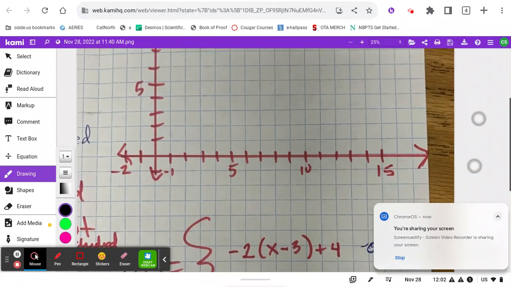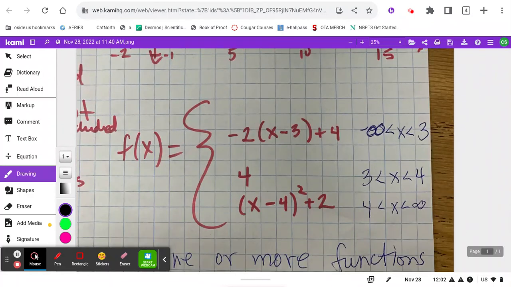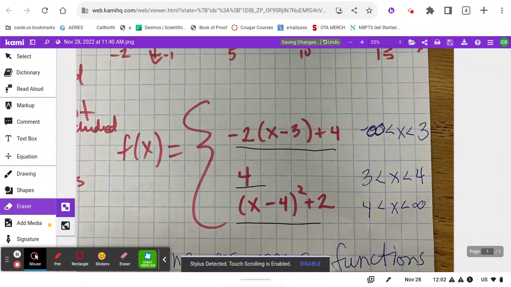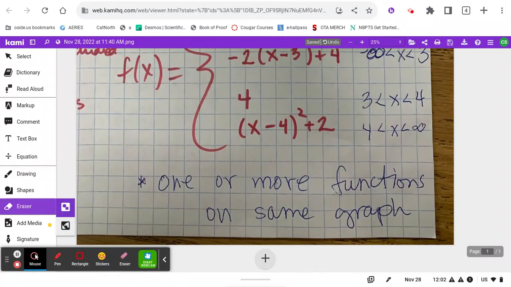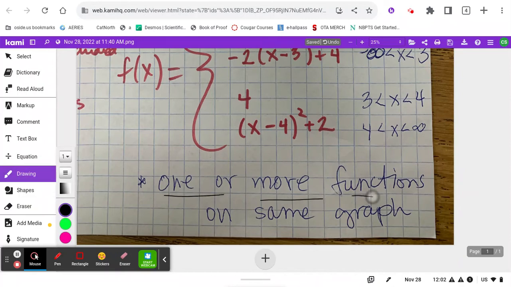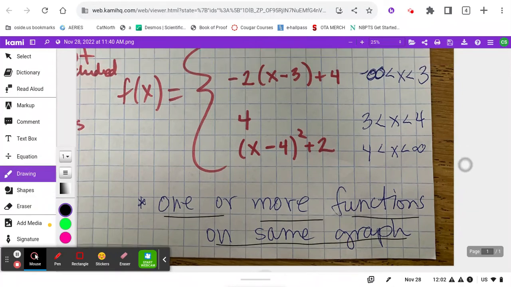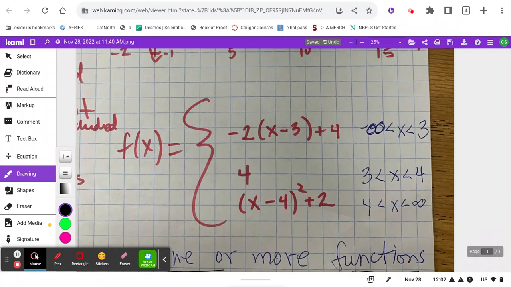All right, homework tonight is just to do one piecewise function, which is a new thing. Notice we've got this f of x equals big bracket, and we've got 1, 2, 3 things happening here. So a piecewise function is one or more functions graphed on the same graph. Now, what are the kinds of functions we might be asked to graph?